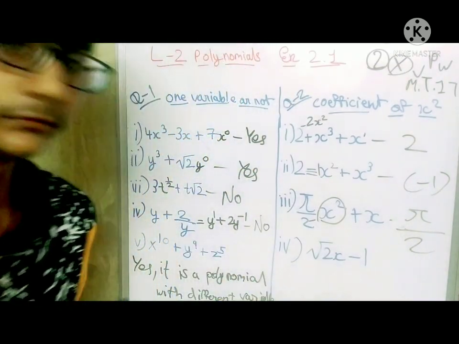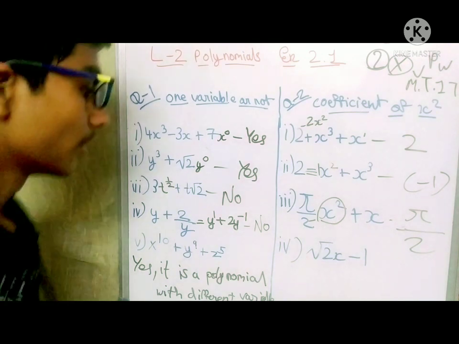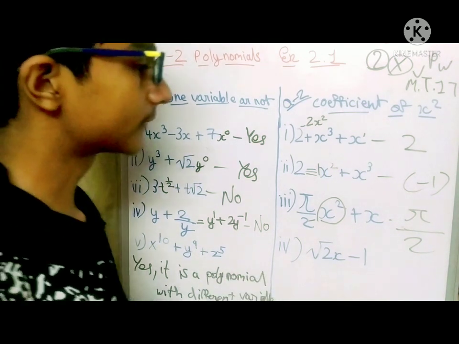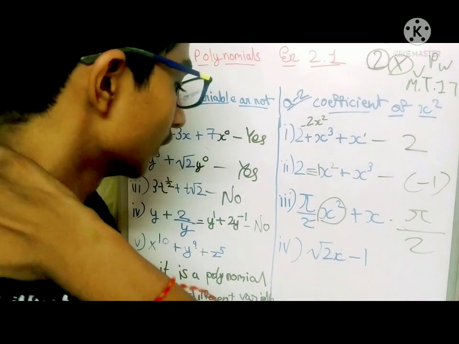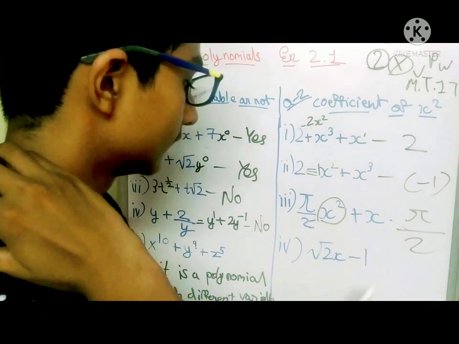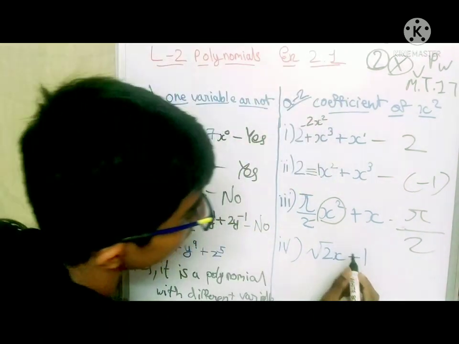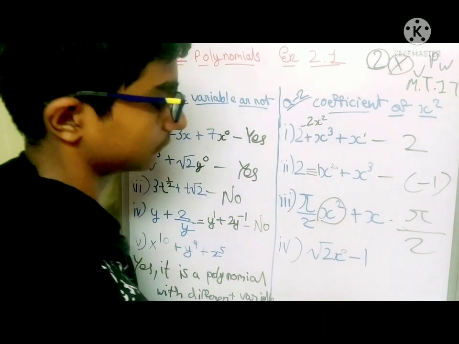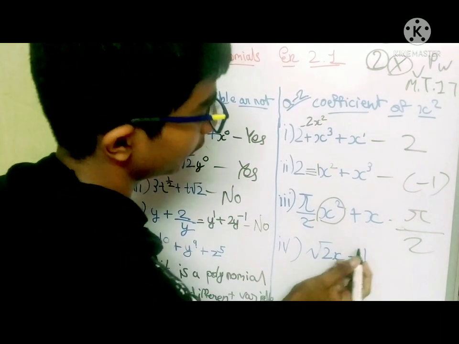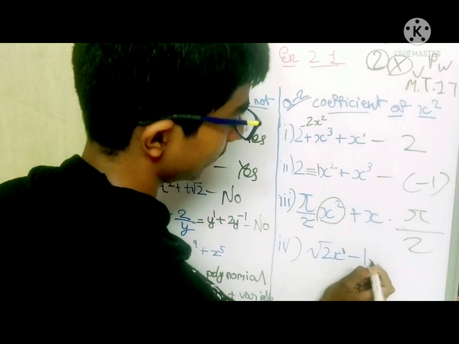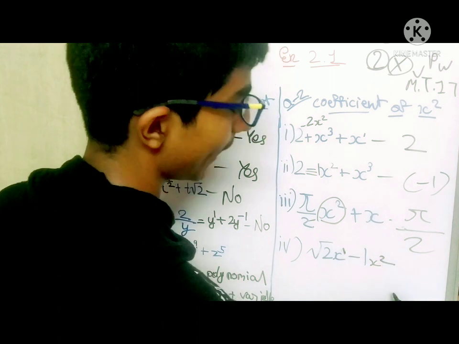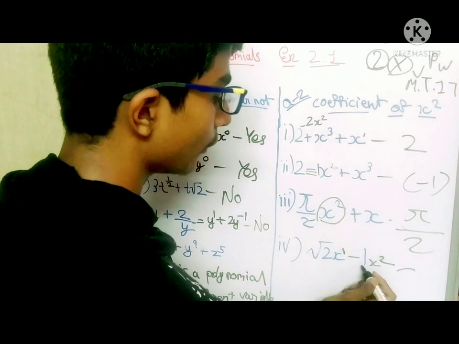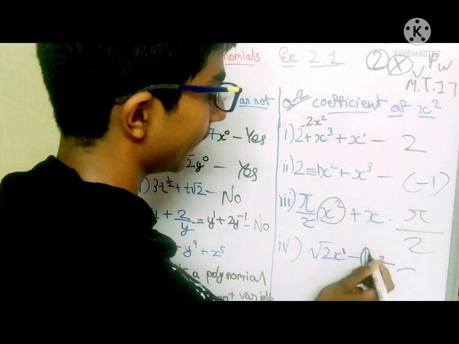So now the fourth one, question number 4, 2x minus 1. So here you will have to do a little simplification, like here you will have to write 0. No, not 0, 1. Here you will have to write 1, and here x square. So the coefficient of x square is 1.